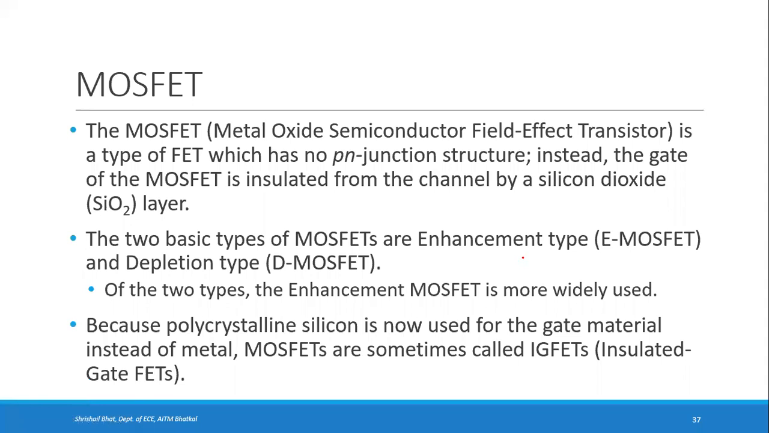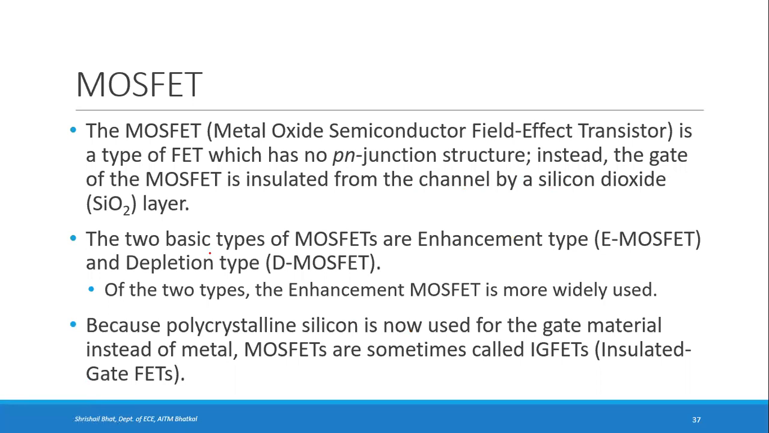Instead, the gate of the MOSFET is insulated from the channel by a silicon dioxide layer. So the gate is insulated from the channel. You have an insulated gate, and that insulation is done using a silicon dioxide layer.